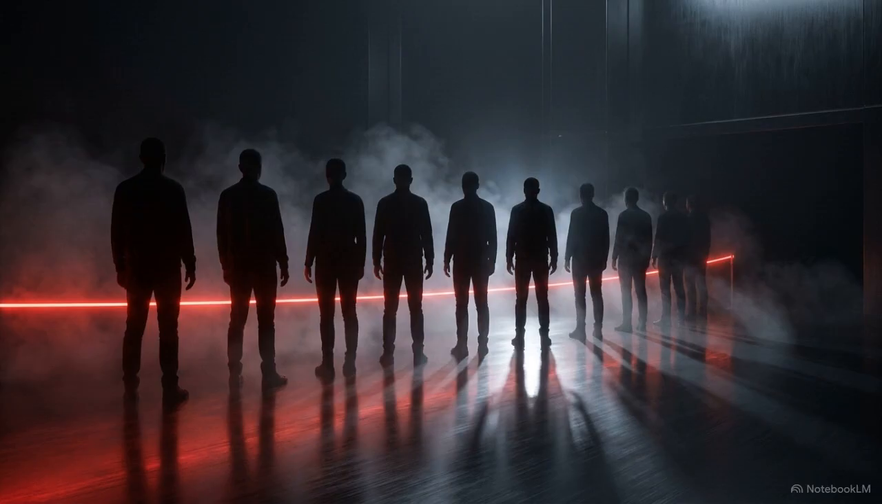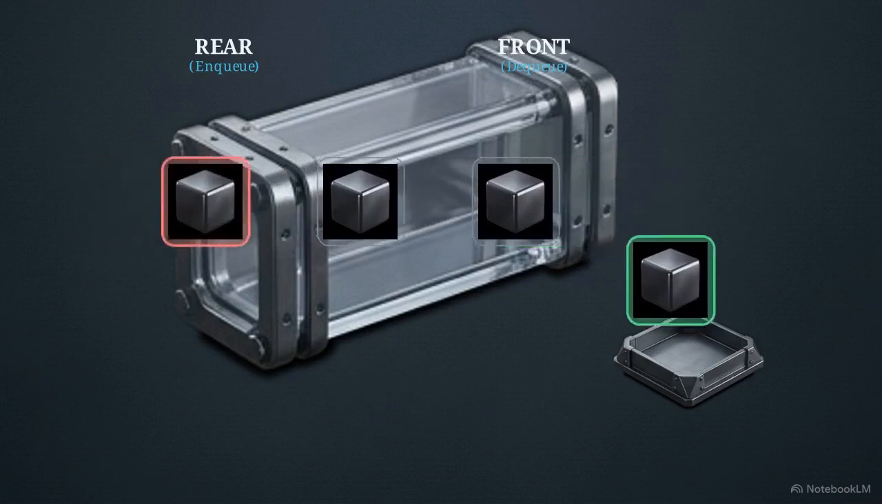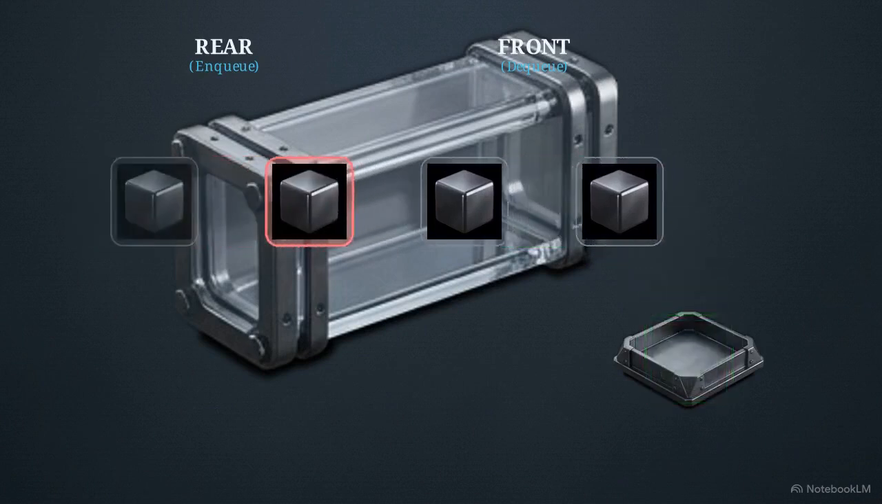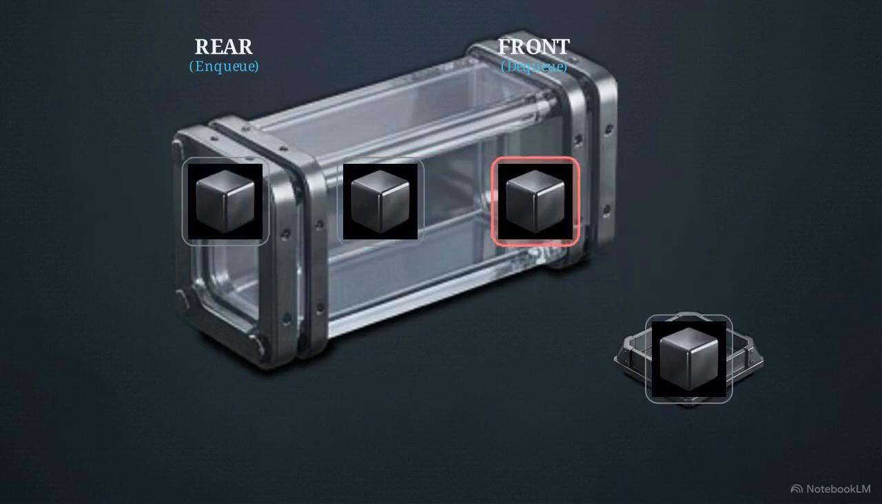If a process requires fairness instead of recency, we use the queue protocol. This creates a one-way traffic lane based on the law of FIFO, first in, first out. In a queue, data is added at the rear and removed from the front. This provides the logic for scheduling printer tasks or managing data packets for a multiplayer server.